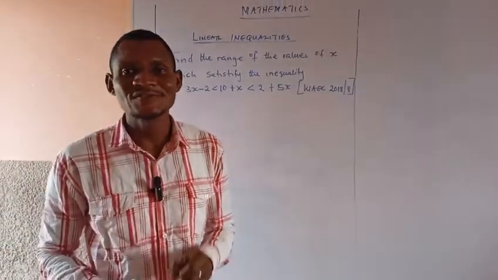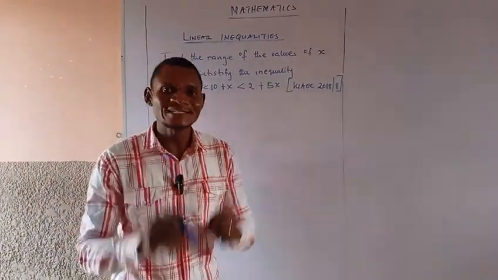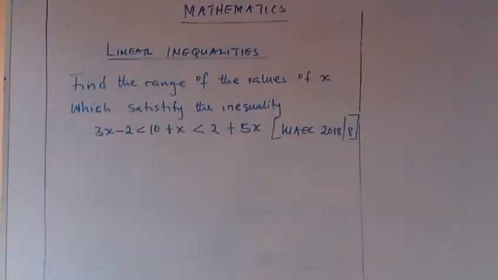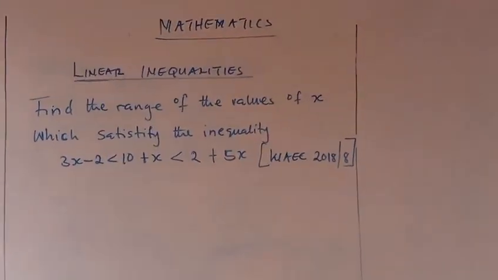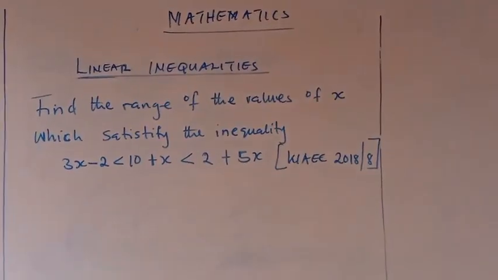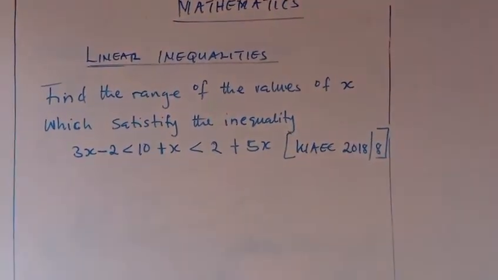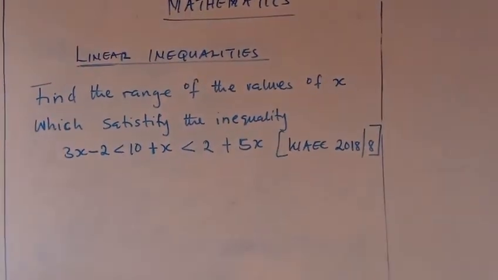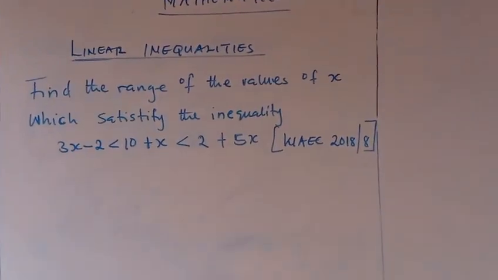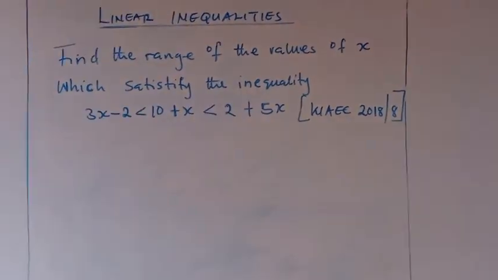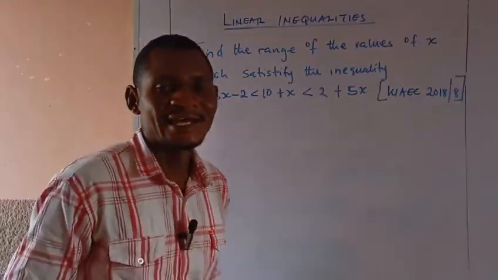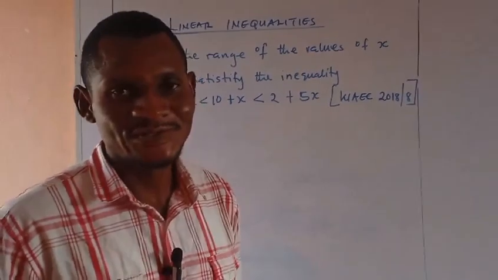So now we are going to solve questions on inequalities, and let's go. This is the question. The question reads: find the range of the values of x which satisfy the inequality 3x - 2 < 10 + x < 2 + 5x. This is WAEC question 2018 number 8, and this is the solution to that problem.